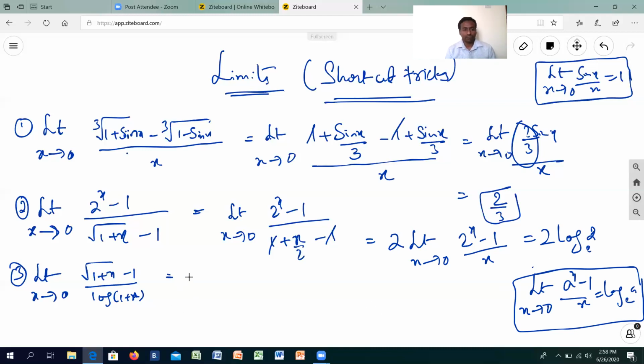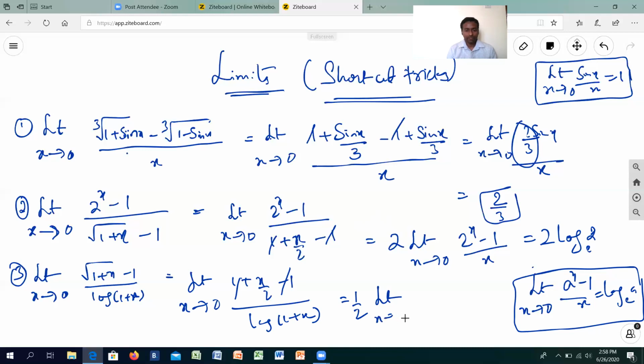Now coming back to the third question, we have limit x tends to 0, root 1 plus x. Again, as I have said, binomial expression with the power, it is going to be 1 plus or minus nx. So my n is 1 by 2, x by 2 minus 1 over log 1 plus x, upon cancellation. I'm going to take that 2 outside, which means 1 by 2, limit x tends to 0. I'm left with x divided by log 1 plus x.